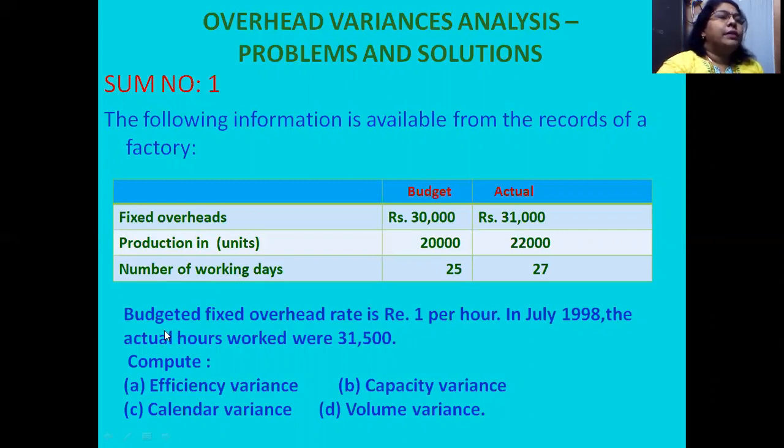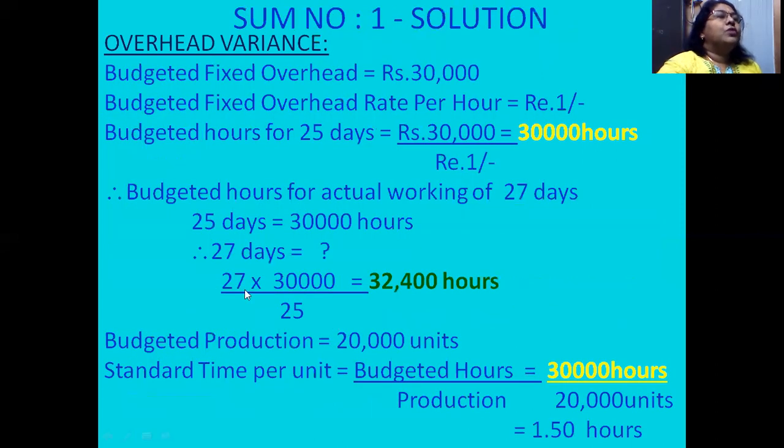Budgeted fixed overhead rate is rupee 1 per hour. In July 1998, the actual hours worked were 31,500. The questions are: compute efficiency variance, capacity variance, calendar variance, and volume variance. Let me check the solution. And we need to prepare some working notes to calculate all the answers pertaining to the question. First of all, I move on to calculating the overhead variances.